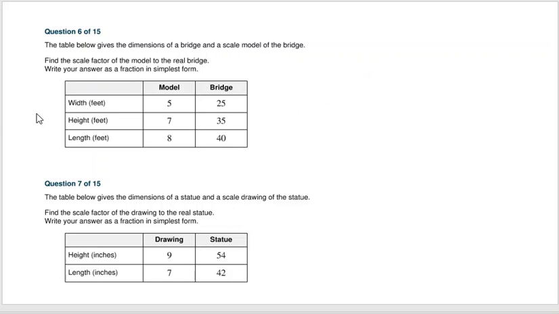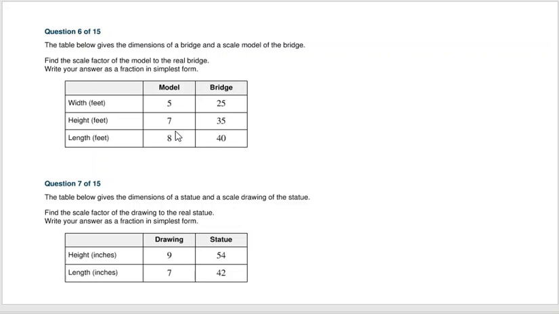Okay, so let's just go ahead and look at questions 6 and 7. They are similar. The table below gives the dimensions of a bridge and a scale model of the bridge. Find the scale factor of the model to the real bridge. Write your answer as a fraction in simplest form. Okay, so if our model is 5, the actual bridge is 25.